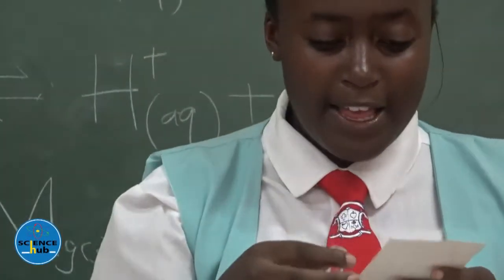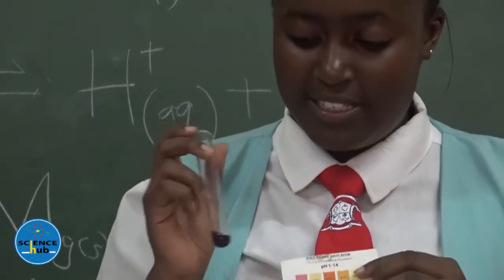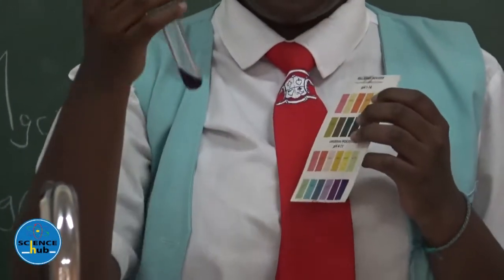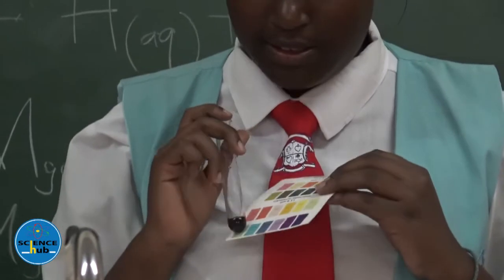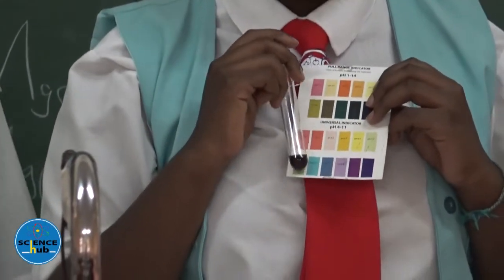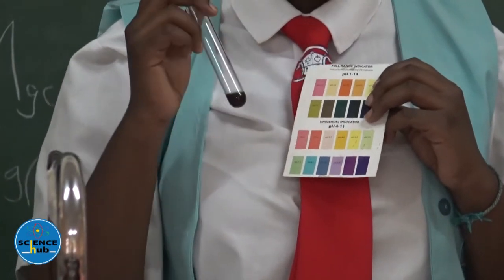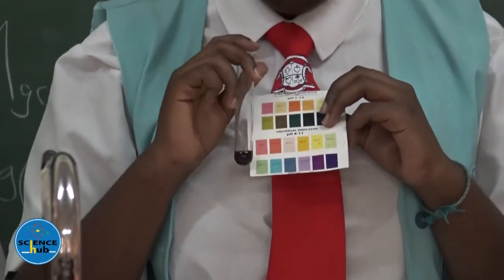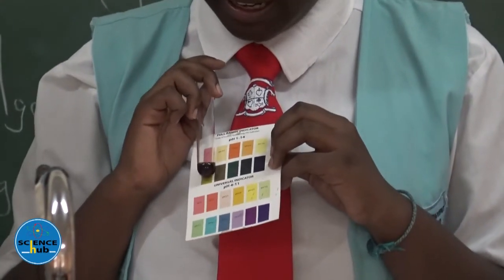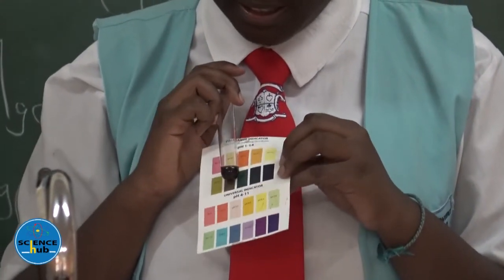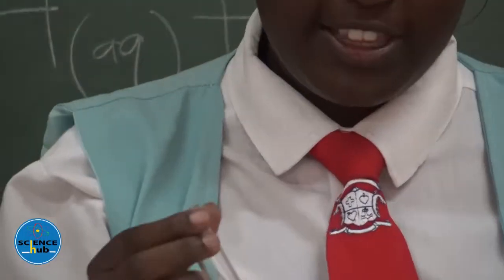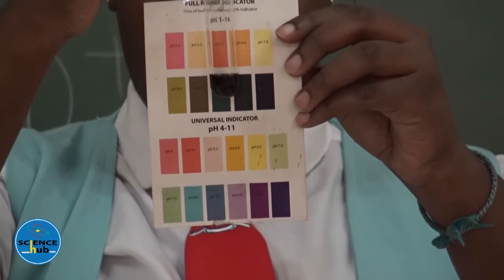So we're going to place this on the chart to find out what's the pH value of this solution. We start from 7 because 7 is neutral, and going up becomes a base. So from 8, it doesn't match the color, 9 doesn't, 10 doesn't, 11. So this is of pH value 11.